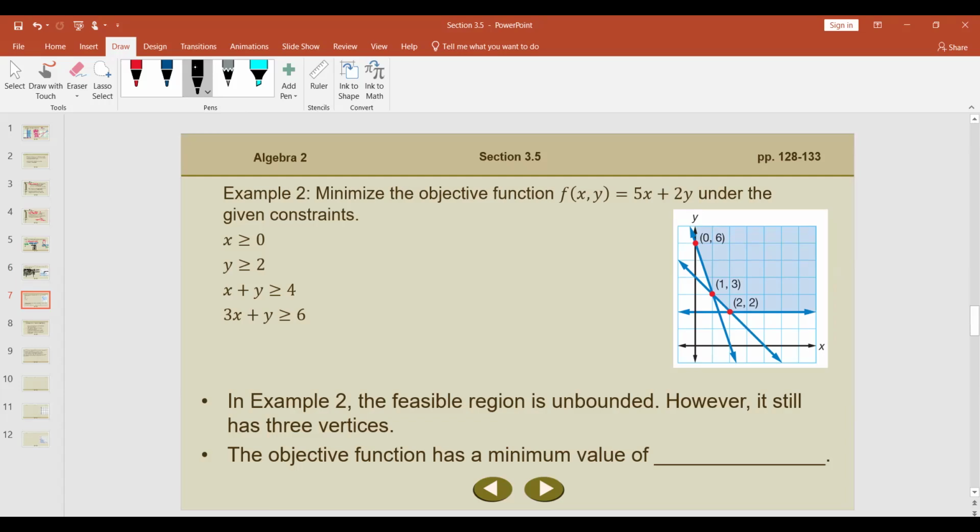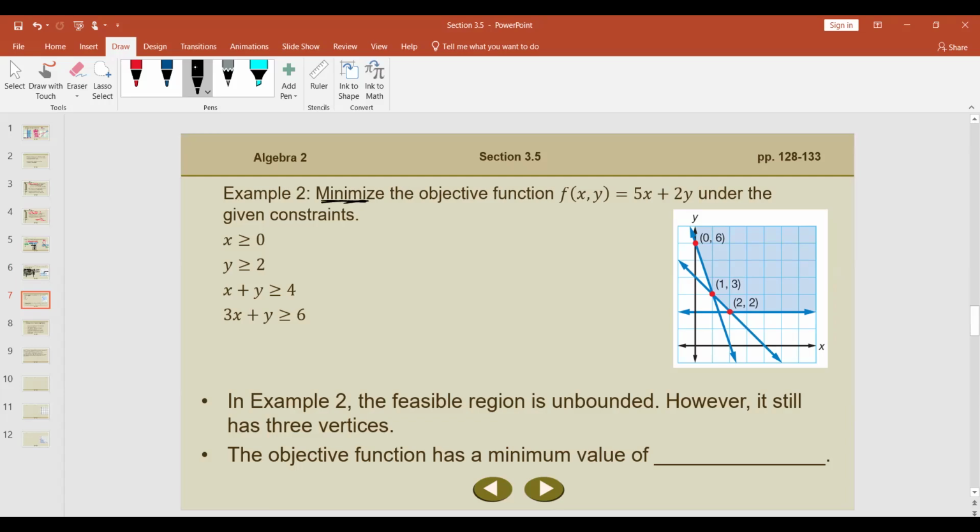Okay. Sorry. Okay, so in this case, the important part is that the feasible region is unbounded. So you can see how it goes forever up and to the right. However, it does still have the 3 vertices. It has the one at that y-intercept, (0, 6), (1, 3), and (2, 2). So what we want to do here is plug those ordered pairs into our function and see which one gives us the smallest value, the minimum.